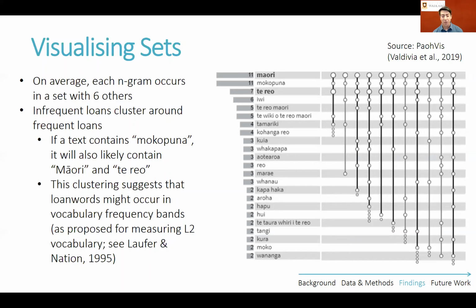We also find that infrequent loanwords tend to cluster around frequent loanwords. For example, we can see that every set that contains mokopuna, which is considered infrequent, also contains Māori, and all but 4 also contain Te Reo. This is consistent with the notion that loanwords might occur in vocabulary frequency bands as proposed for measuring our L2 vocabulary. And just another point, infrequent loanwords tend not to occur in small sets, unlike frequent loanwords. So here you can see that all sets involving mokopuna are relatively large.